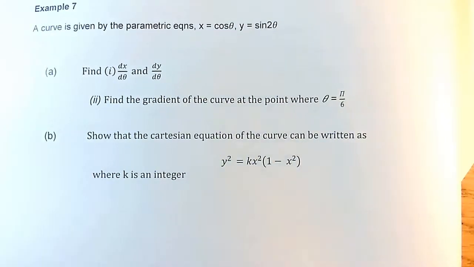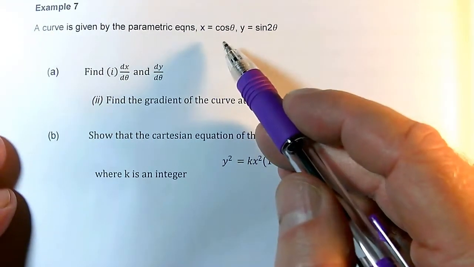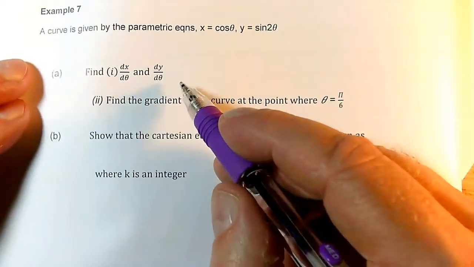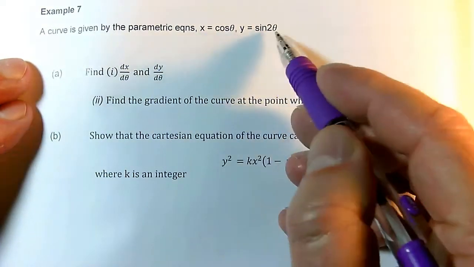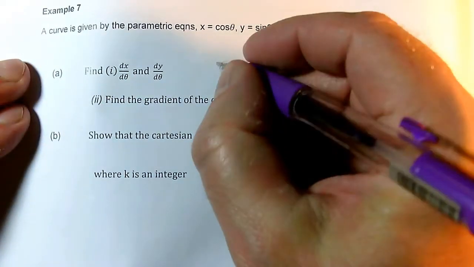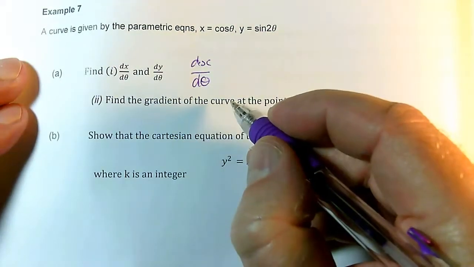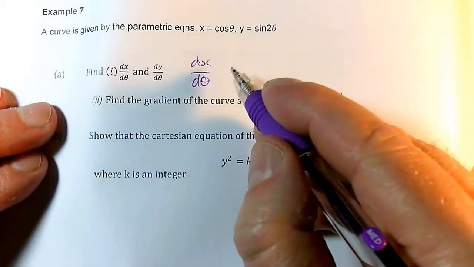Okay, this is an exam style question. We've got parametric equations, x and y, and it starts out very gently. Find dx by d theta and dy by d theta. So they're using theta instead of t, we don't mind. So dx by d theta. I'm going to do it up here because I don't know how we're going to work out for space, and you can see the equations clearly.